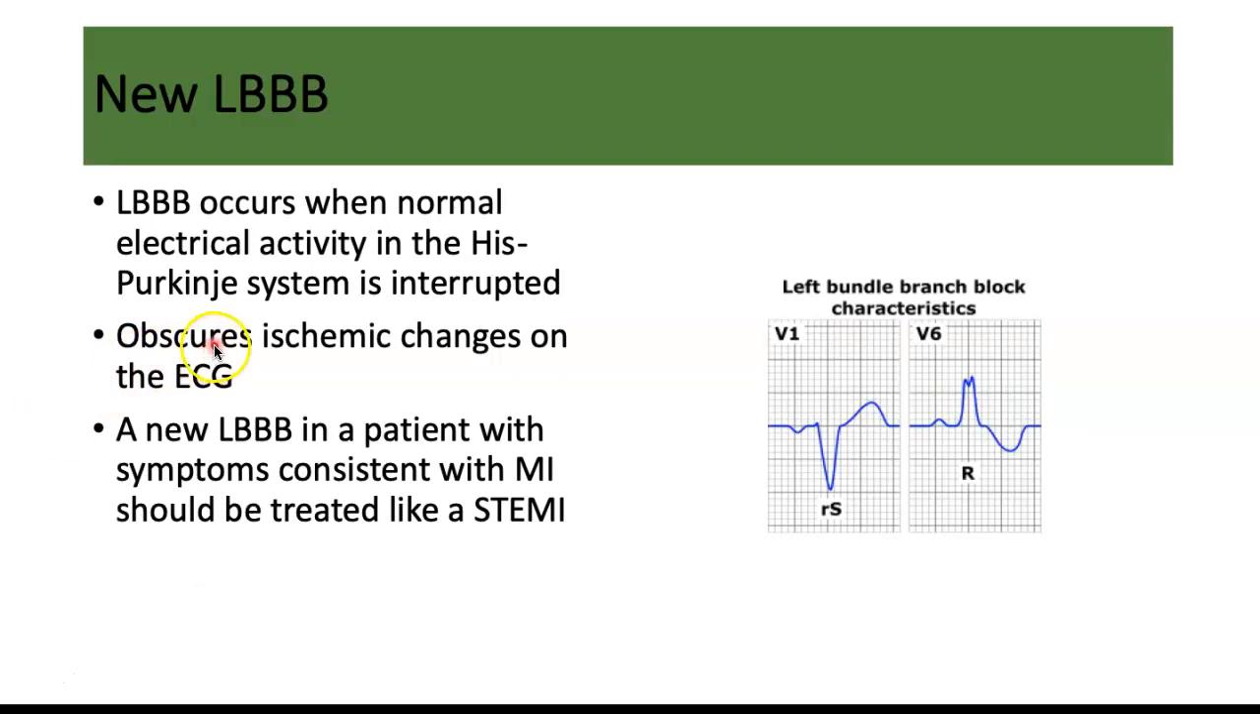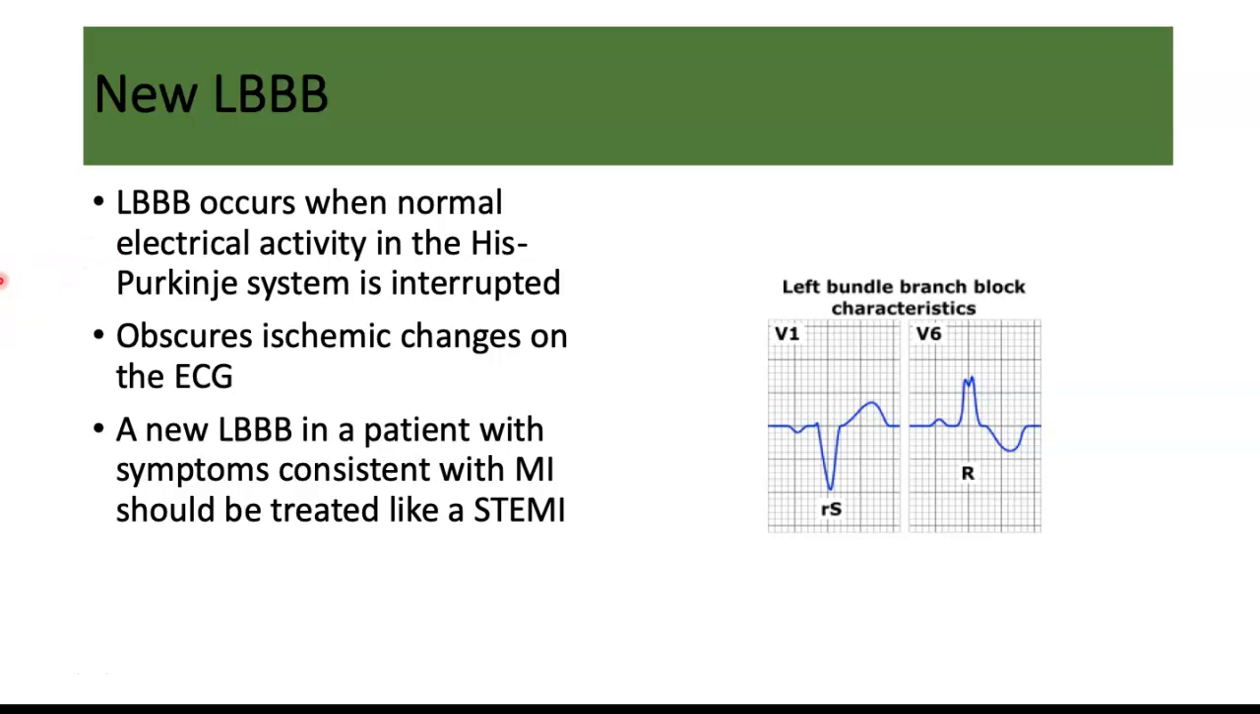Left bundle branch blocks. A left bundle branch block occurs when normal electrical activity in the His-Purkinje system is interrupted. It obscures the ability to clearly see ischemic changes on the EKG. A new left bundle branch block in a patient with symptoms that are consistent with a myocardial infarction, so chest pain with exertion, or other symptoms consistent with acute coronary syndrome, should be treated like a STEMI.